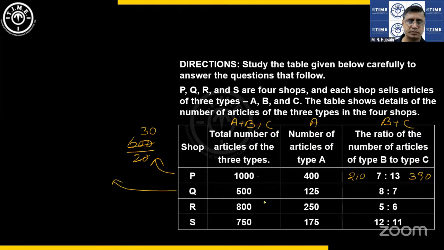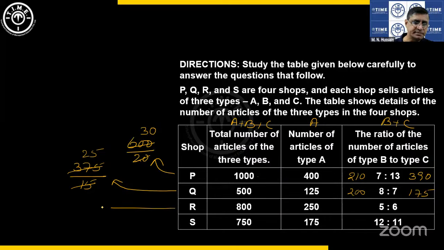Shop Q. 500 minus 125 is 375. 375 is divided based on the ratio 8:7. 8:7 means 8 plus 7, that is 15. It goes exactly 25 times. 25 into 8 is 200. 25 into 7 is 175. The number of articles of B and C are 200 and 175.